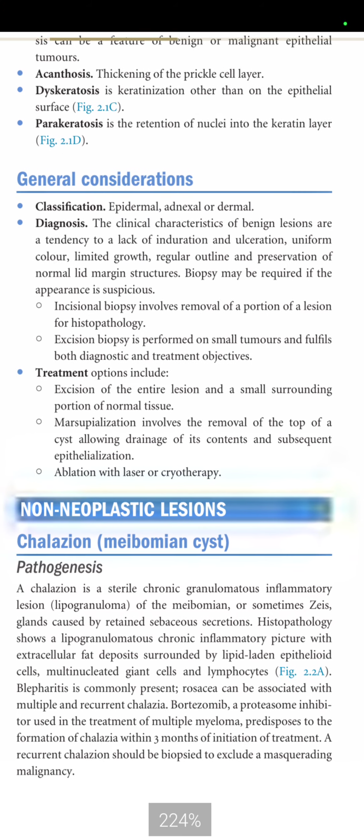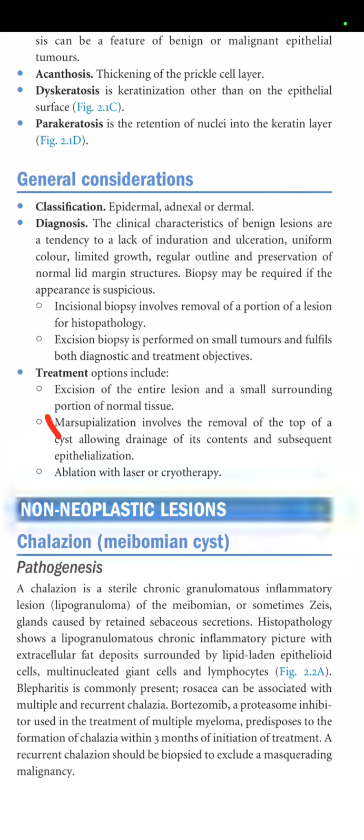Blepharitis is commonly present. Rosacea can be associated with multiple and recurrent lesions. Bortezomib, a proteasome inhibitor used in the treatment of multiple myeloma, predisposes to the formation of chalazia within 3 months of initiation of treatment. A recurrent chalazion should be biopsied to exclude a masquerading malignancy.